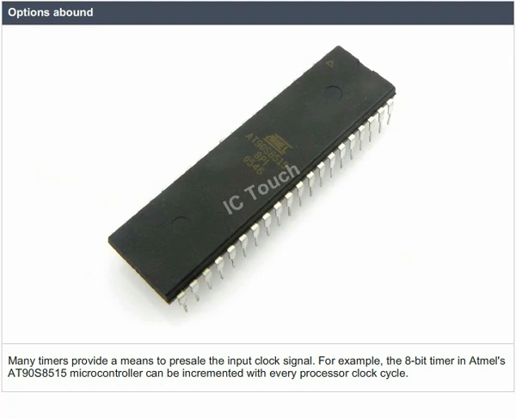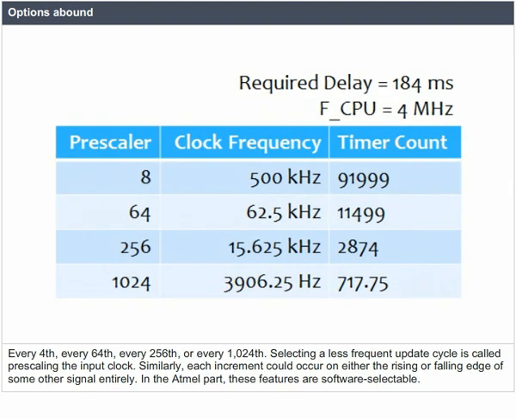Options abound. Many timers provide a means to pre-scale the input clock signal. For example, the 8-bit timer in Atmel's AT90S8515 microcontroller can be incremented with every processor clock cycle, every 4th, every 64th, every 256th, or every 1024th. Selecting a less frequent update cycle is called pre-scaling the input clock. Similarly, each increment could occur on either the rising or falling edge of some other signal entirely. In the Atmel part, these features are software selectable.